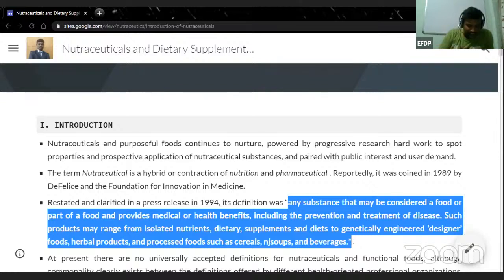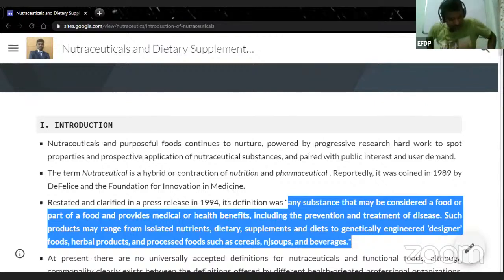It should be scientifically proven. Correct, it should be. Any product that goes inside your body should be scientifically proven. Then Shreya gave the answer: food that provides health benefit. Correct, it is a food, but a concentrated food.